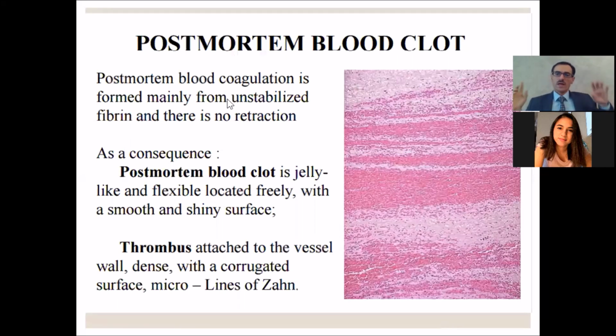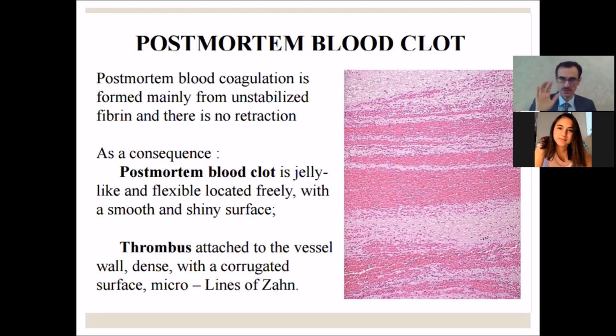When a thrombus develops in the living body, in the wall of the blood vessels, or another case, during the autopsy, we find some blood clot in the blood vessels. How can we differentiate the thrombus from the post-mortem blood clot, the blood clotting after the death?